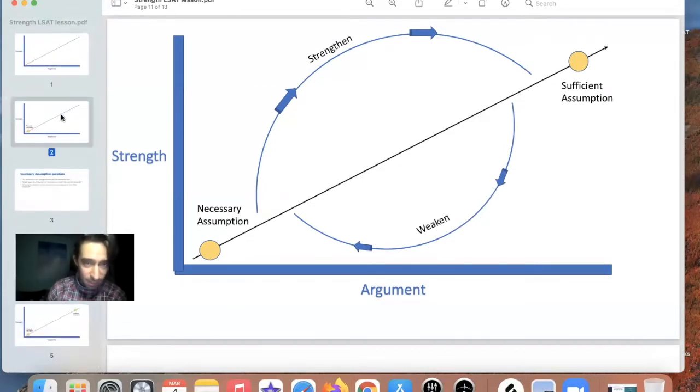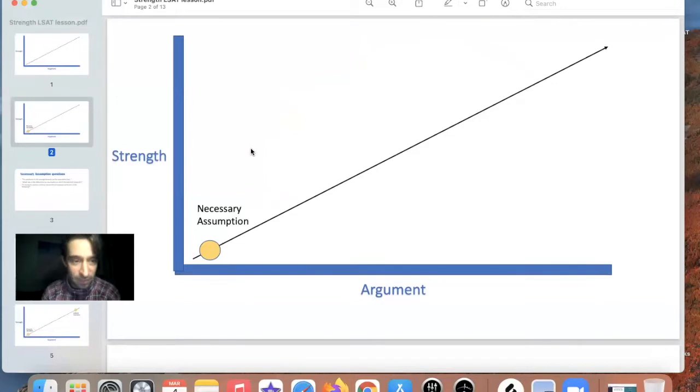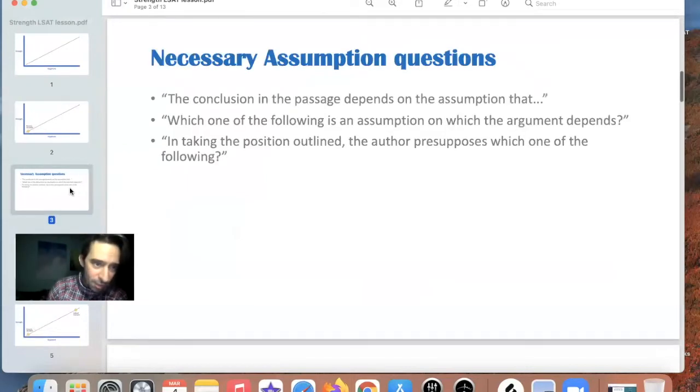Back to necessary assumptions, which is the lesson of the day. We encounter a necessary assumption question, and it will ask something like, the conclusion in the passage depends on the assumption that... Which one of the following is an assumption on which the argument depends? And, in taking the position outlined, the author presupposes which one of the following. Presupposes is another word for assume. And there are going to be other ways to ask, but it's going to look something like this. These are going to be necessary assumption questions.